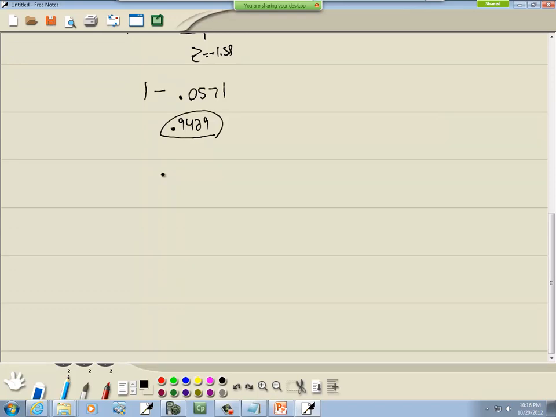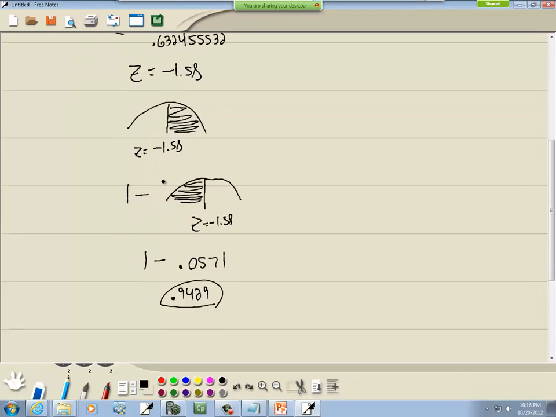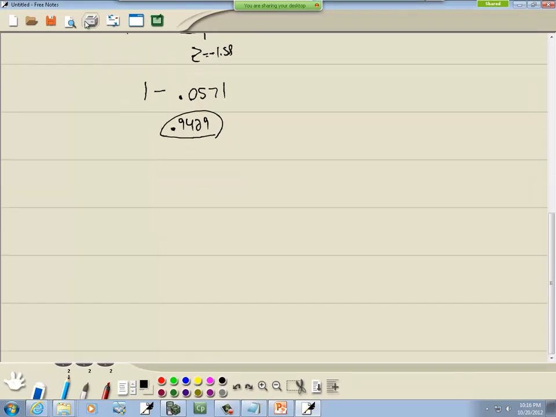I'm not sure if I have room for the... What part was that? That's part B. Yeah, I don't think I have room for C. So let me save this.